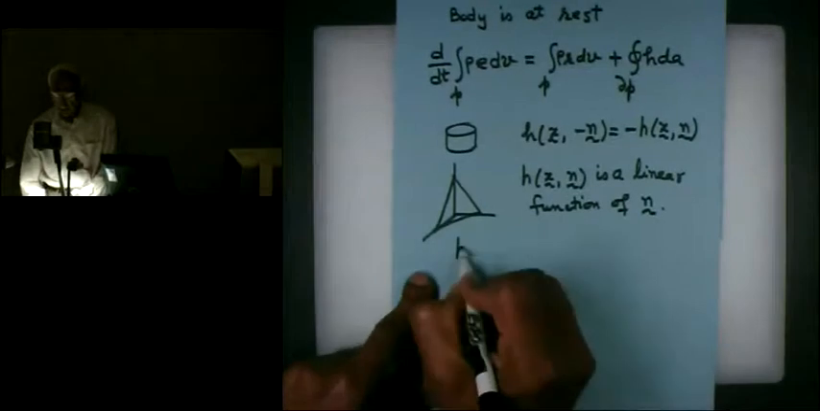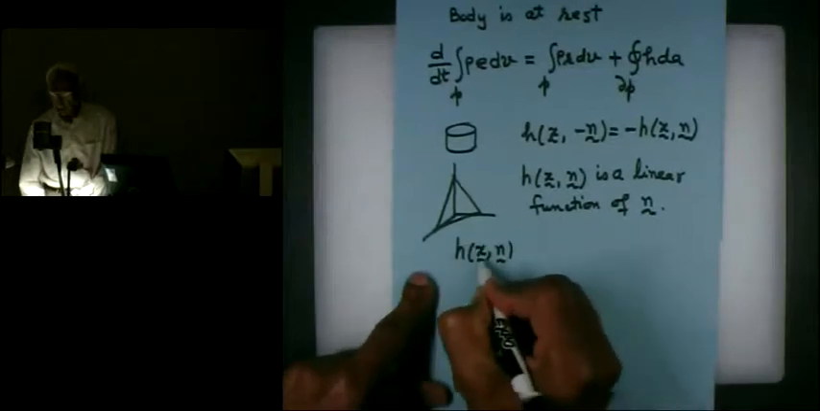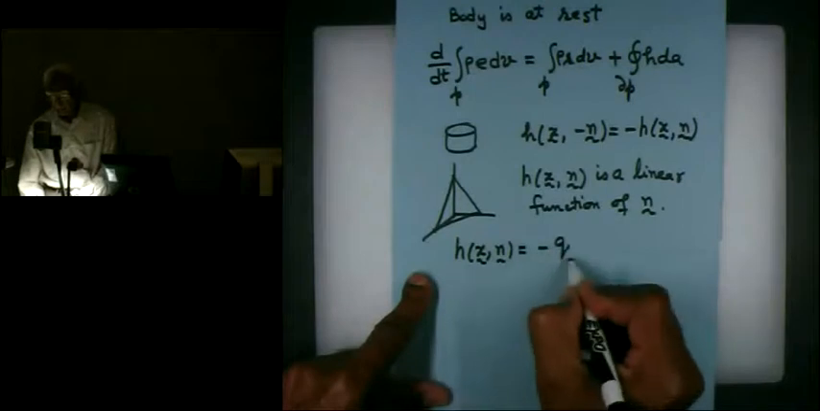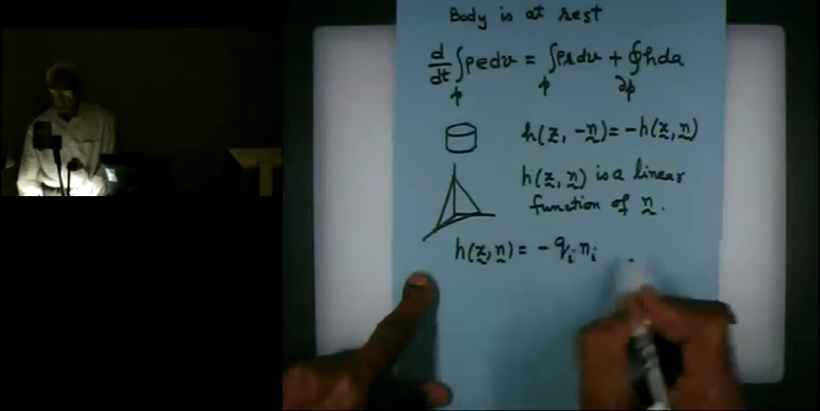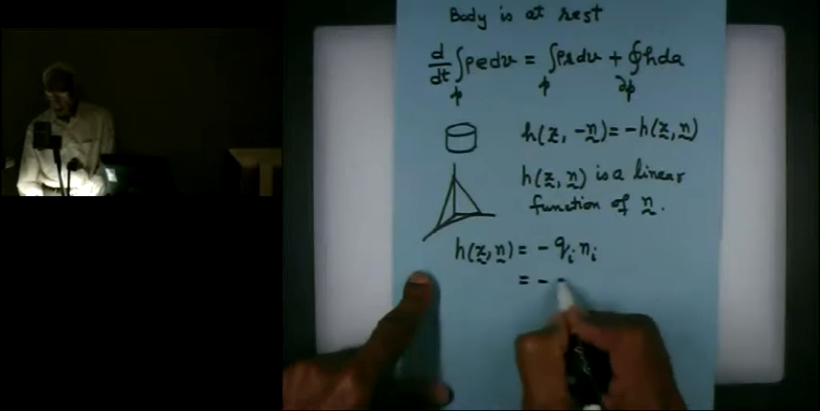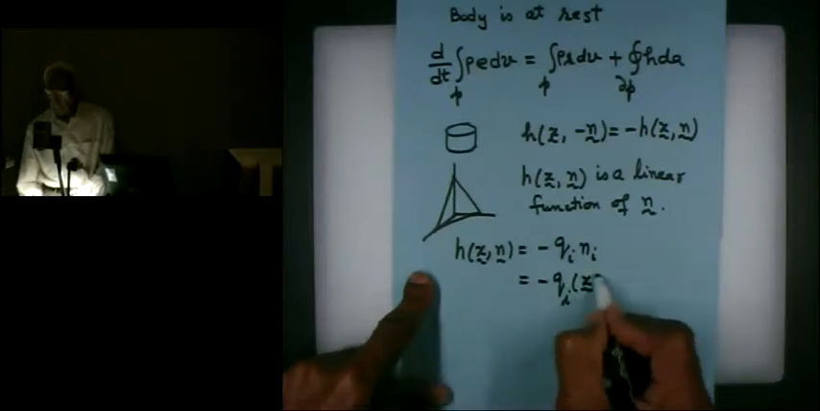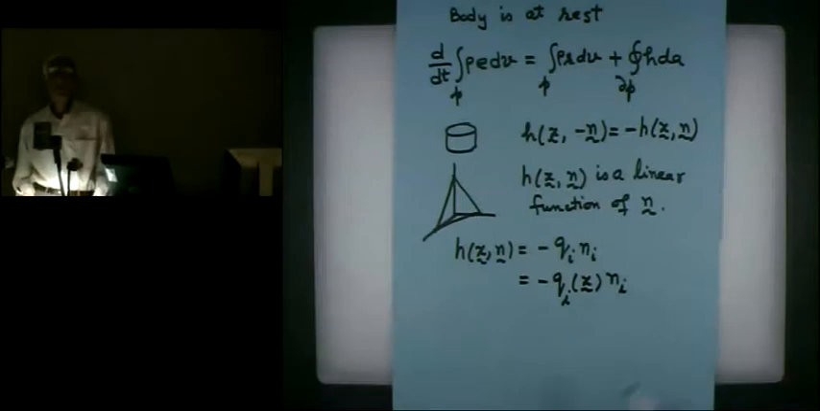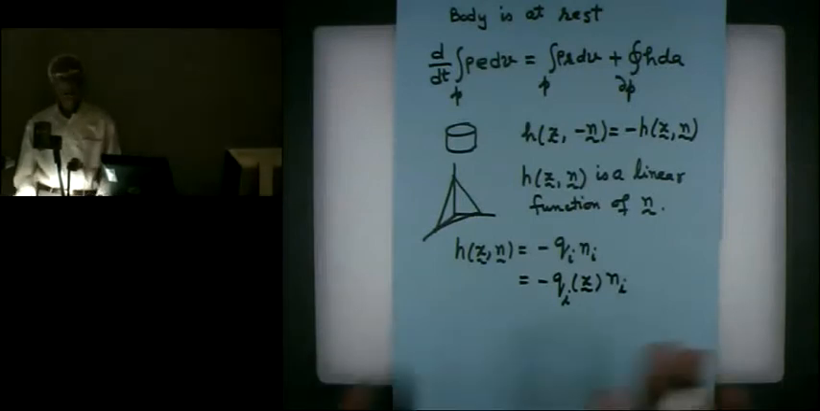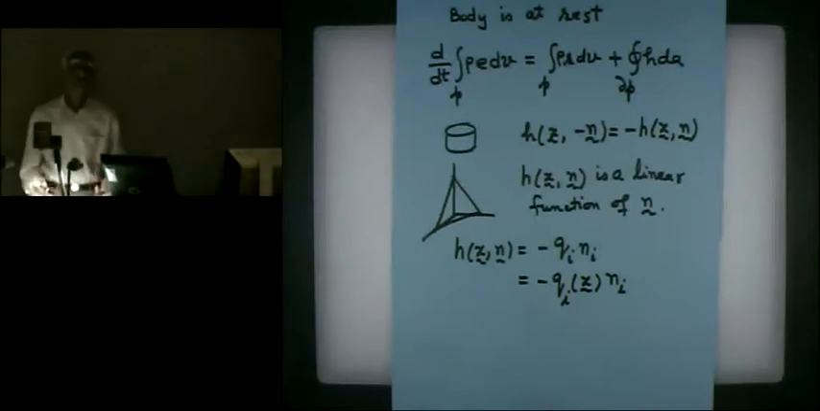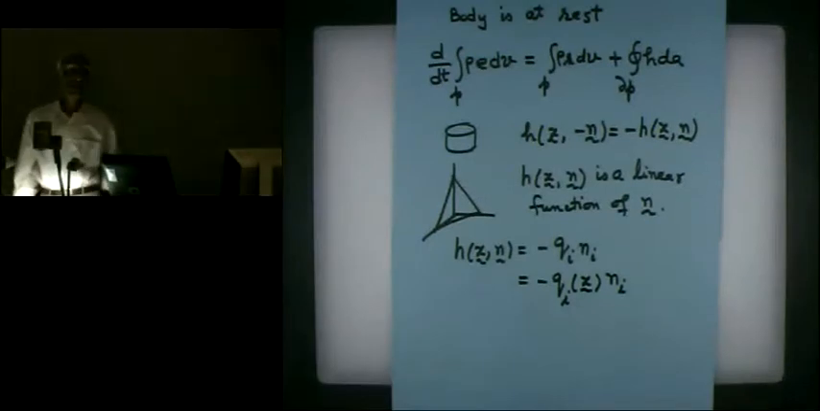So if H is a linear function of n, then we can write it as H(x, n) equals minus q dot n, where q is a function of x, and of course n also is a function of x. But H is a linear function of n. This minus sign is conventional. I mean, there is no reason to put a minus sign there, but we normally do. One reason is the following.